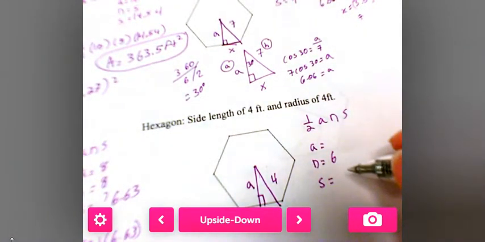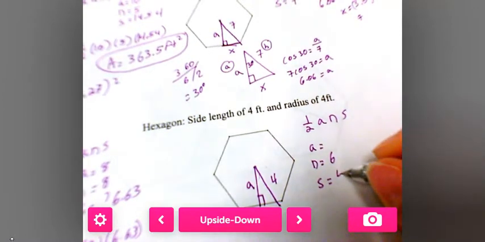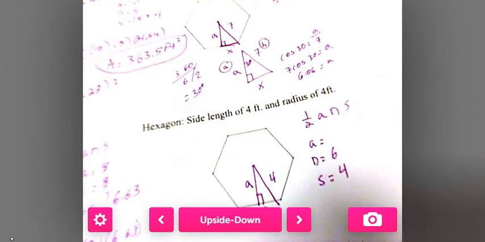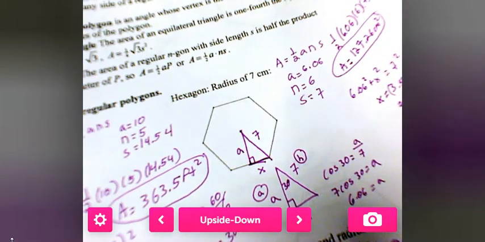Mm-hmm. Yep. Mm-hmm. Let me look at it. Give me 1 second. Okay, you should be doing this problem right here.